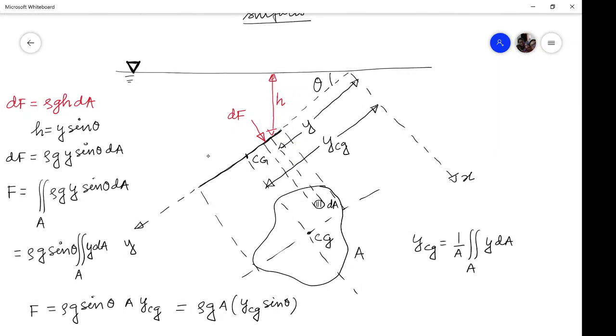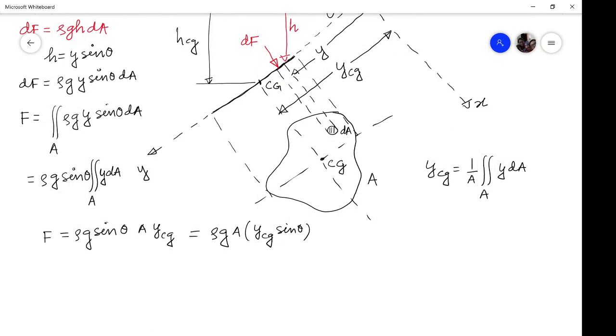Now let us say that this center of gravity is at a depth of h cg from the free surface. Then this h cg will be y cg sine theta. So the expression of force now becomes rho g A h center of gravity. So the force which is acting on any plane surface which is inclined at an angle theta with the free surface and submerged is given by rho g A h center of gravity.